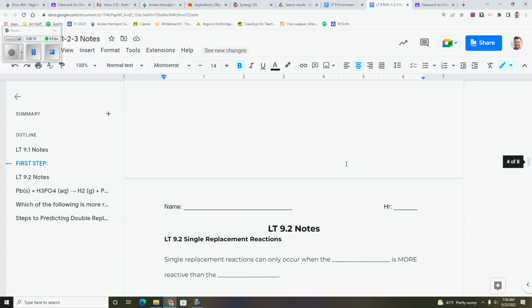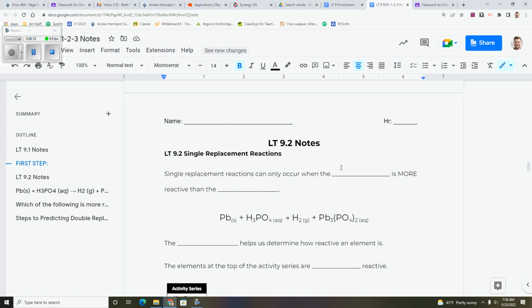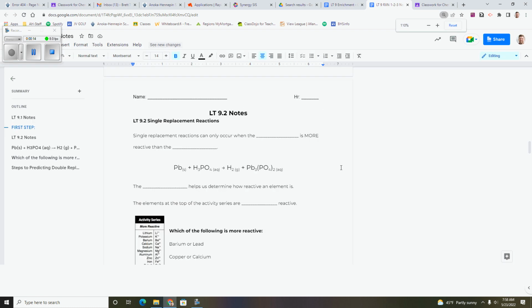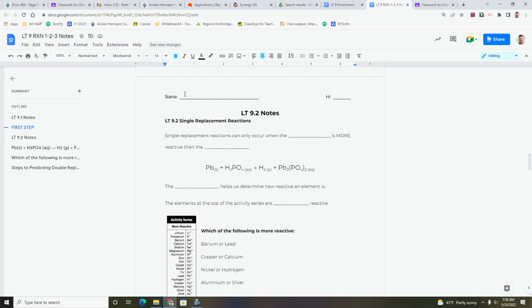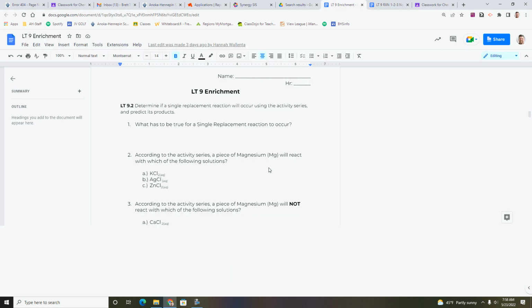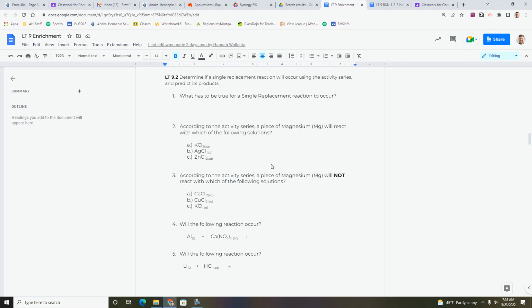Okay, so you get two worksheets. Use the note sheet, it's gold. Okay. Gold worksheet here, we'll go through this. Then you got your enrichment one, which is green. Okay?